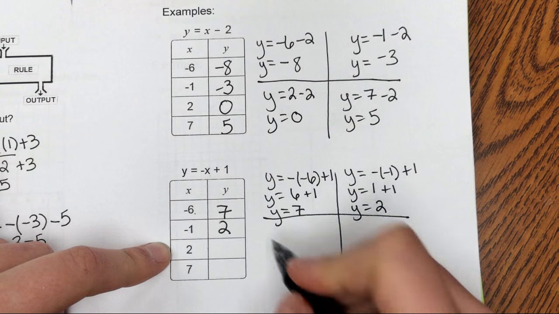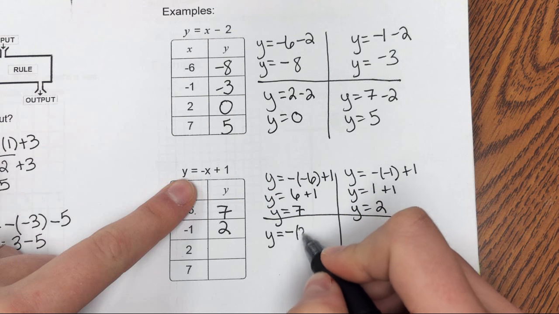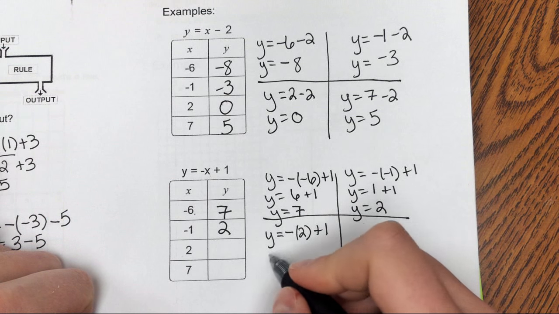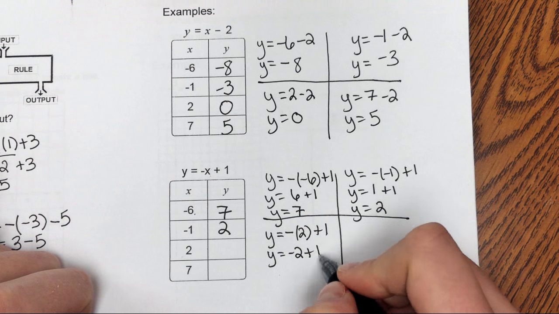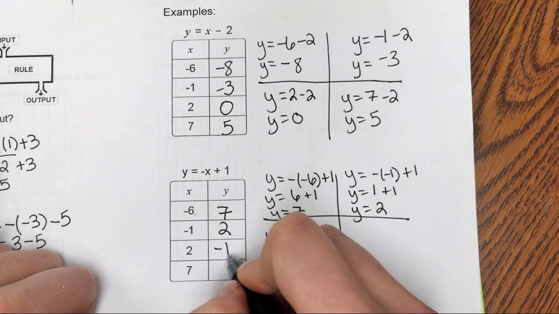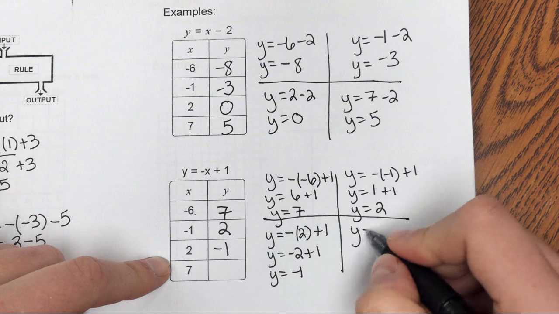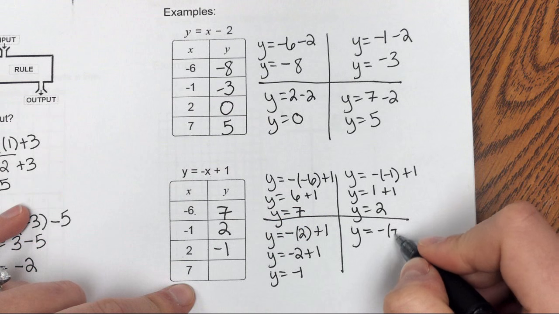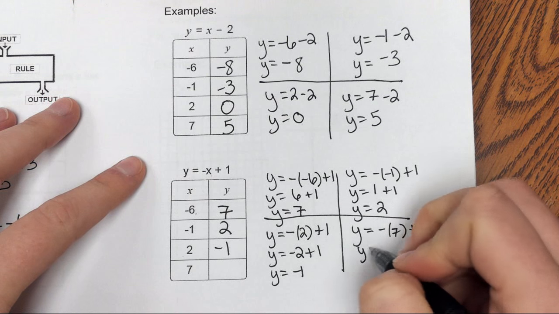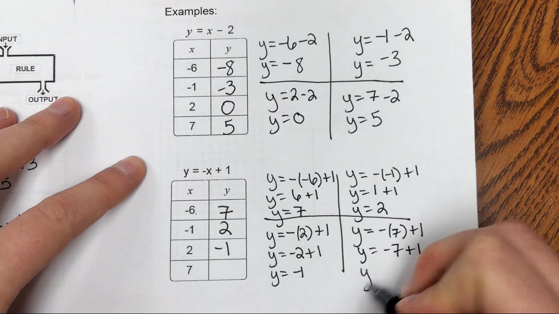Moving down, I have y is equal to the opposite of +2 plus 1. The opposite of +2 is -2, so y equals -2 plus 1. And -2 plus 1 is a -1, so my output value is -1. Last example, I have y equals the opposite of 7 plus 1. So this is going to be y equals -7 plus 1. And for my output, that's going to give me y equals -6.